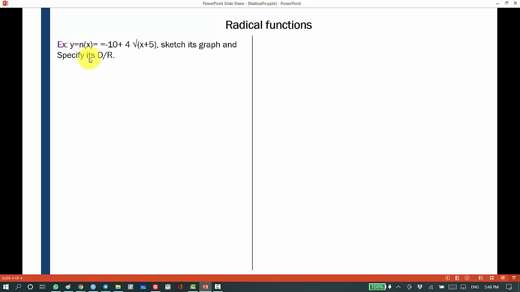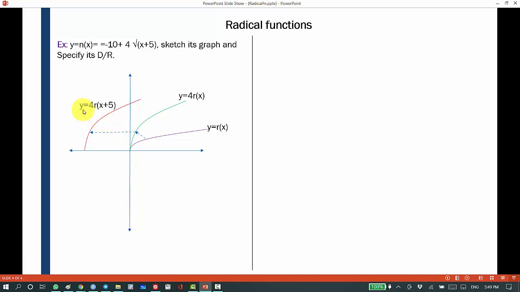Next, consider the function y is equal to n of x, minus 10 plus 4 times the square root of x plus 5. Sketch the graph and specify domain and range. We start with the parent function y is equal to square root of x, and shrink it by 4 units. If we shrink it by 4 units, we get this new function, which is 4 times r of x. Then we shift it 5 units to the left.